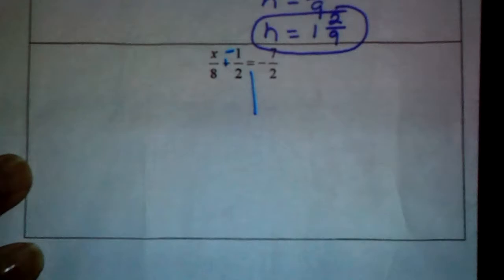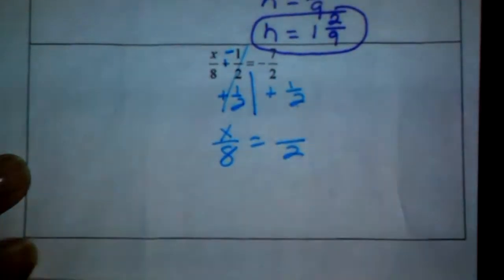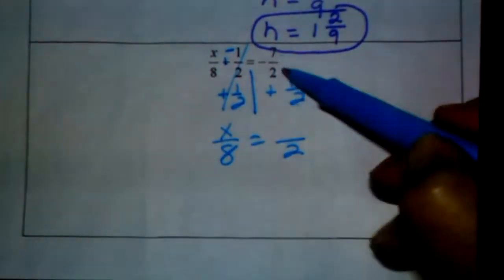All right, we want to get rid of a negative 1/2. I'll do that by adding a positive 1/2. I end up with x over 8. I'm going to add a positive 1/2 over here. Again, nice and pretty. I have the same denominator. I just have to figure out what a -7 plus 1 is.